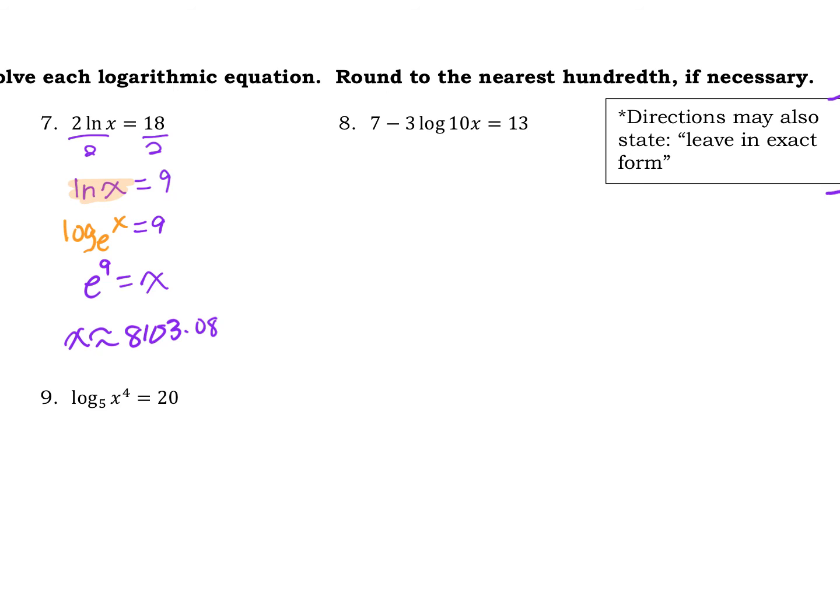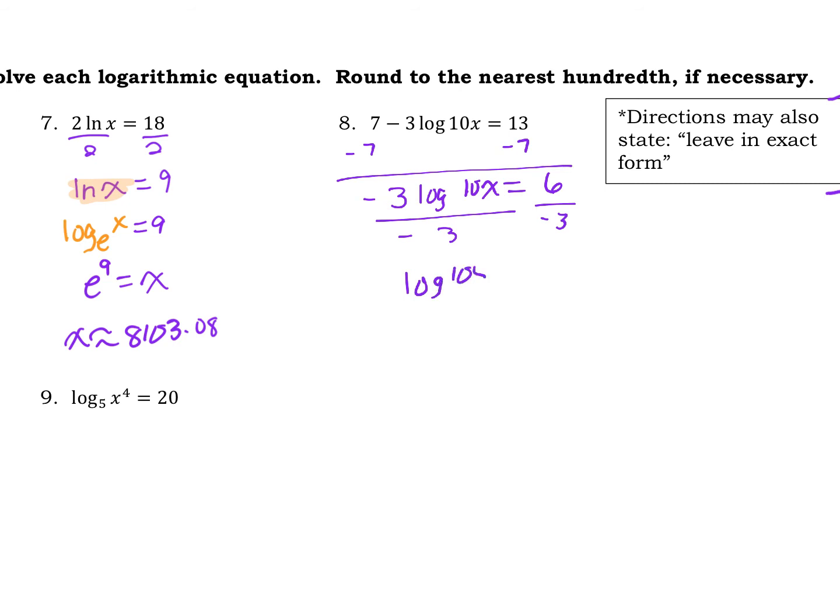Okay, on this one, we have a number out front that's being added, so we're going to subtract that from both sides. Now we have negative 3 log of 10x is equal to 6, and then we can divide by this negative 3, and we get log of 10x is equal to negative 2. Keep in mind, in this case our base is understood to be base 10. So we have a logarithmic equation we're going to rewrite using exponents: 10 to the negative 2 is equal to 10x.